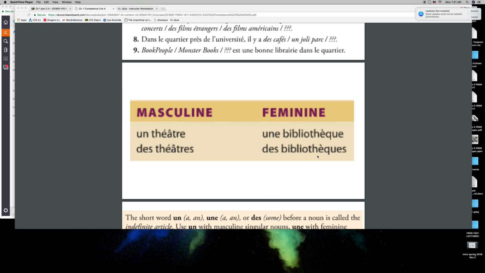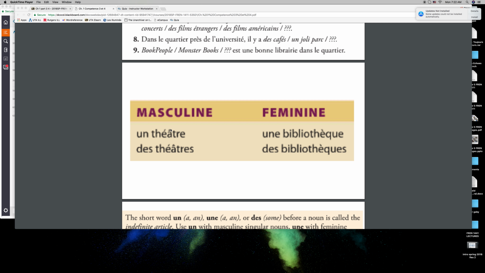Okay, so there is a theater. Il y a un théâtre. Okay? This is the expression il y a right here at the top. Il y a une bibliothèque. Il y a des théâtres. Il y a des bibliothèques. So there is a theater, there are theaters.